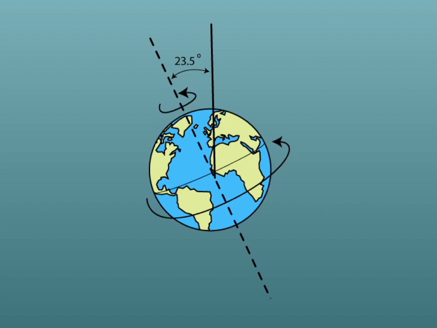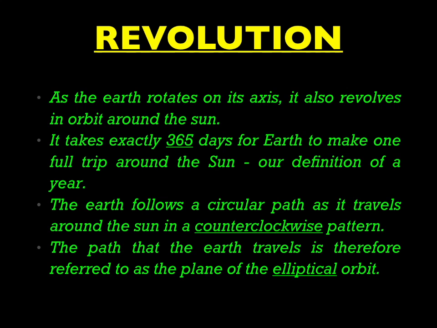You can see the imaginary axis, which is passing through the north pole and south pole of the earth, is tilted by 23.5 degrees, and the rotation of the earth around its own axis is from west to east, or in a counterclockwise direction. The next motion is revolution.